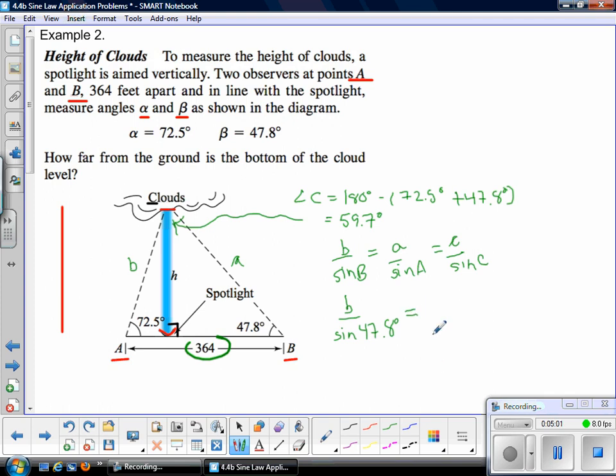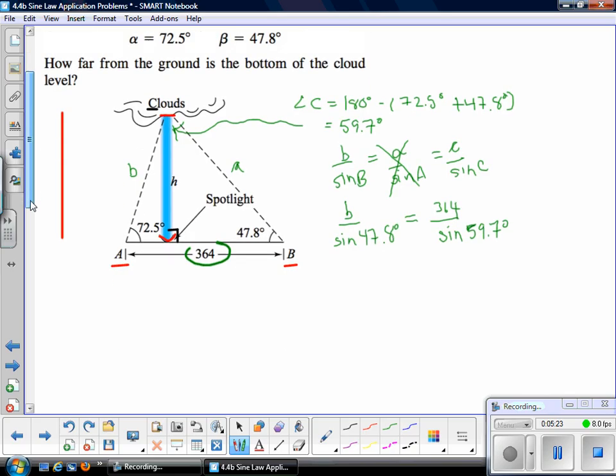And I also know C, so I'm not interested in this one. I know C is 364, and its angle we found was 59.7. And just like all the other questions, we're going to cross multiply and then divide.